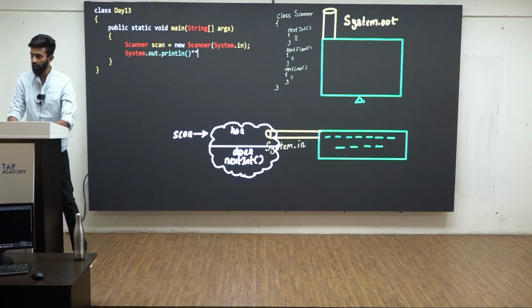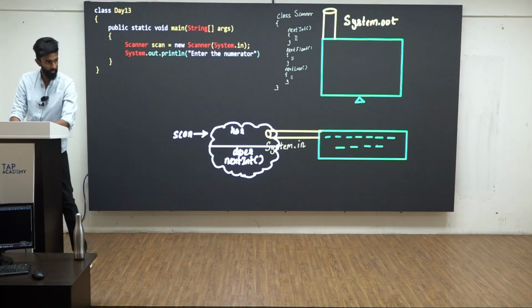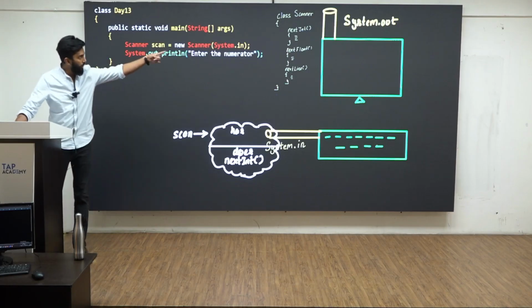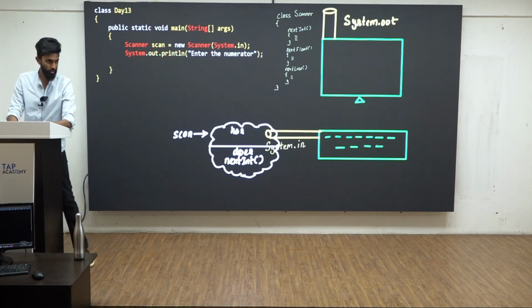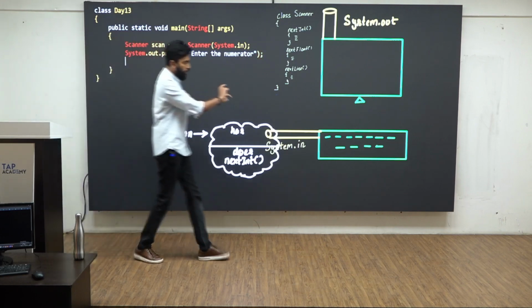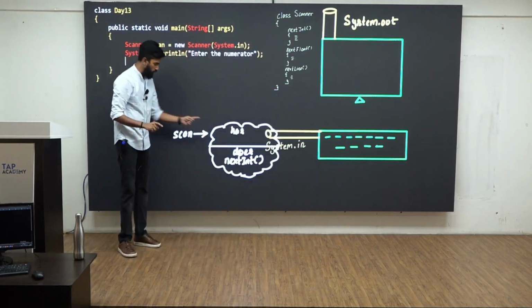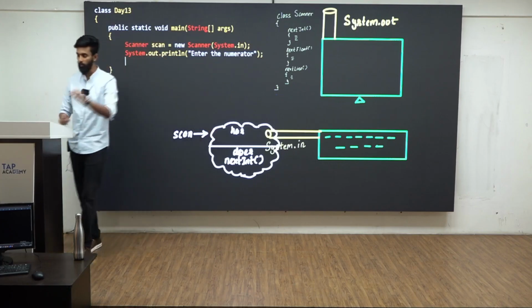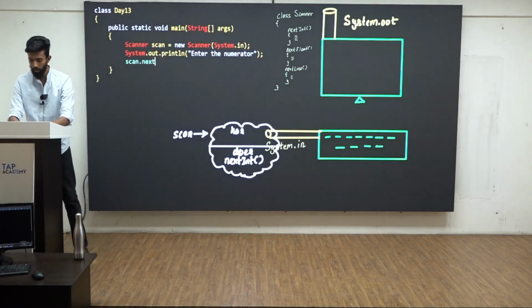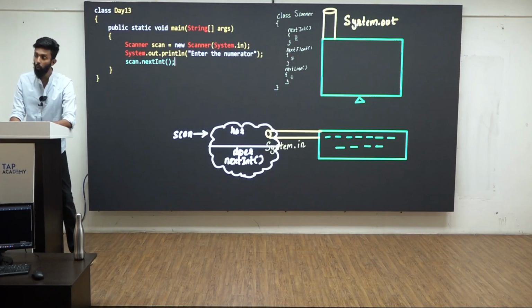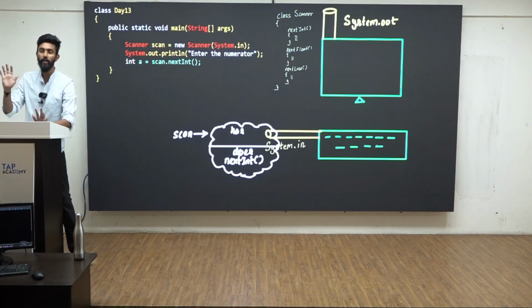Now I will write System.out.println, and within double quotes, just write enter the numerator. Clear? Now this message will come on the monitor. After reading the message, I want the programmer to now type one integer. That I want to scan. Can you tell me which method to use? scan.nextInt. Observe carefully. scan.nextInt. Clear? Whatever is scanned, I will collect it and store it inside a variable called a.